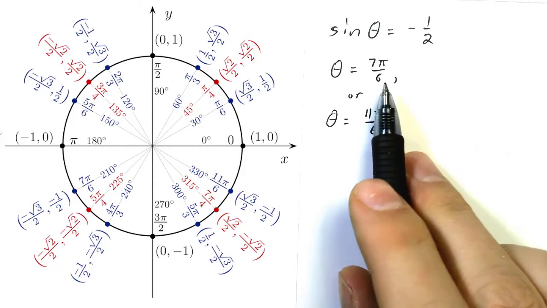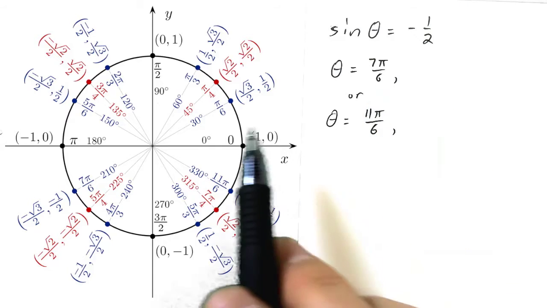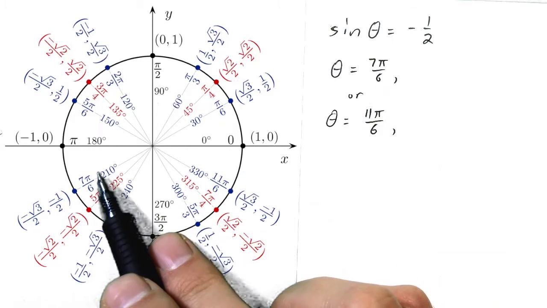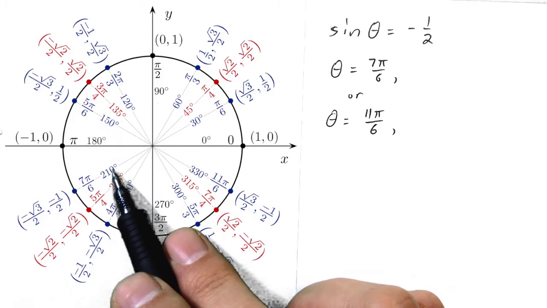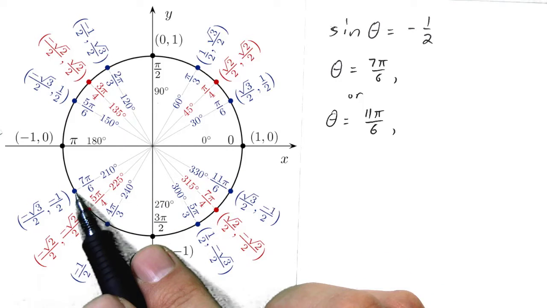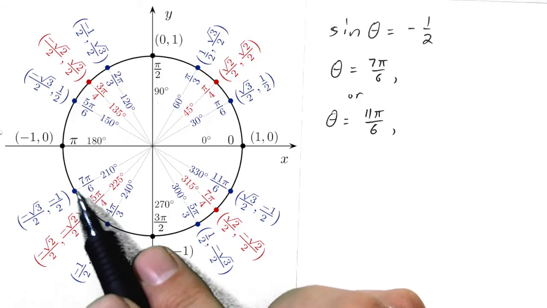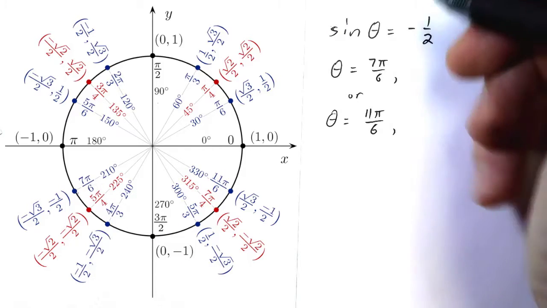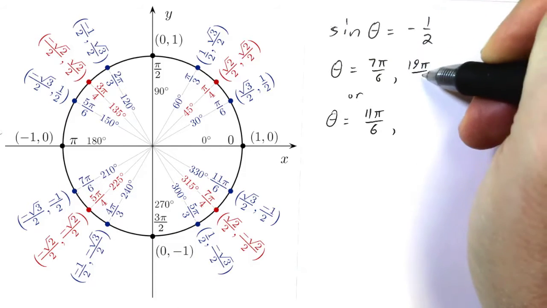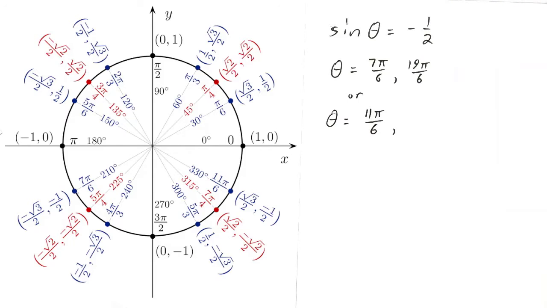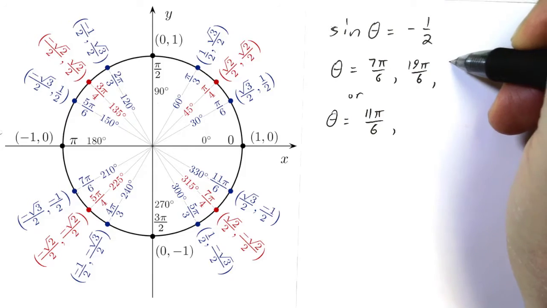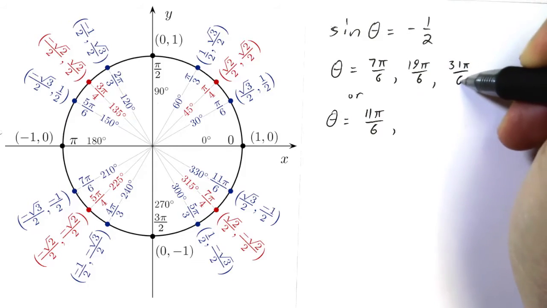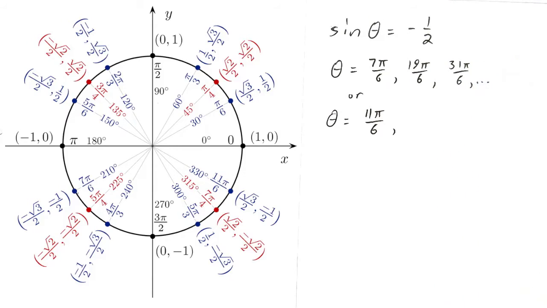Okay, so moving on, how do we get to the next ones? Well, if I go 7 pi over 6, I can go another 360 degrees, 2 pi, and I land again at this point. 2 pi is 12 pi over 6, so just add 12 pi over 6 to this. And that gives me 19 pi over 6. And if I add 12 pi over 6 again, I end up with 31 pi over 6. And we can keep going.